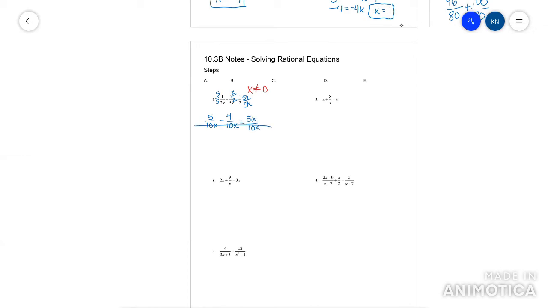You don't care about the denominator anymore. And so you've got 5 minus 4 equals 5x. 5 minus 4 is 1. Then you can divide by 5. x is a fifth. And that is not a restricted value. So that's my answer.